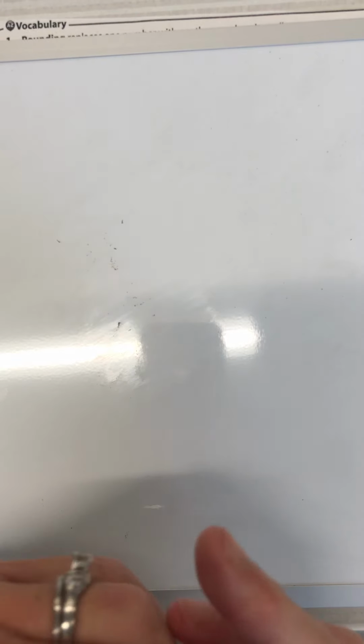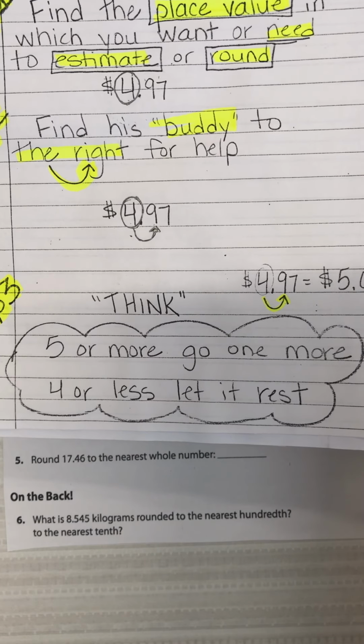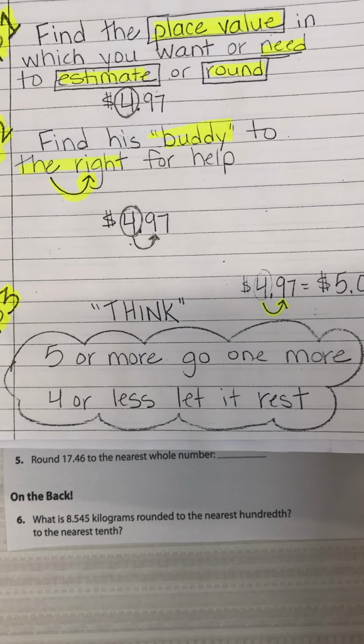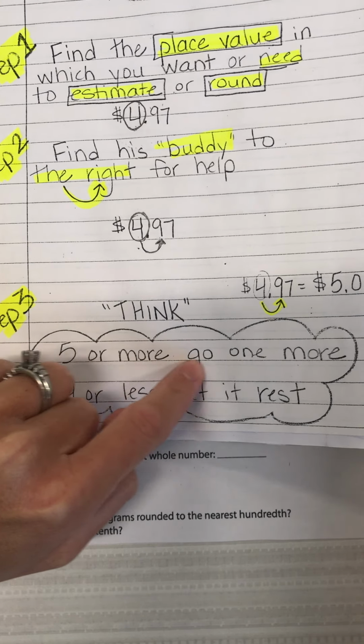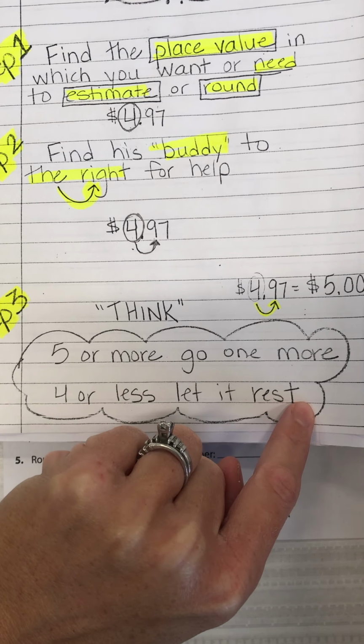So when we round, we actually look at a specific digit and we think, so hopefully you have this little riddle in your notebook already because it's on this page. We look at a certain digit and we think 5 or more, go 1 more. 4 or less, let it rest. Okay?